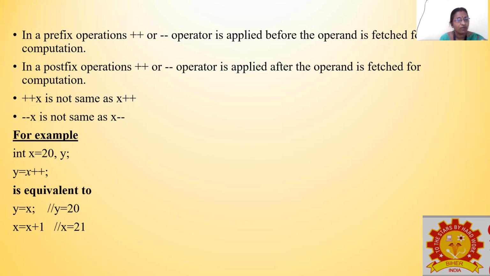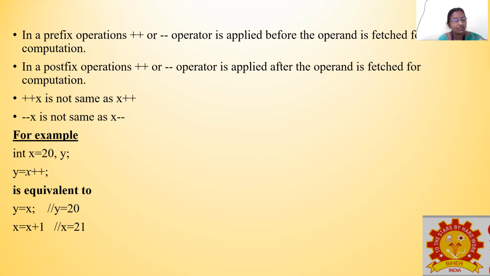Okay. Now let us see these operators with an example. Int x is equal to 20 and y. So here x is an integer variable, assigned the value 20, and y is an integer variable. So what is y? y equal to x plus plus. So what is x plus plus? It is nothing but a post increment operator.